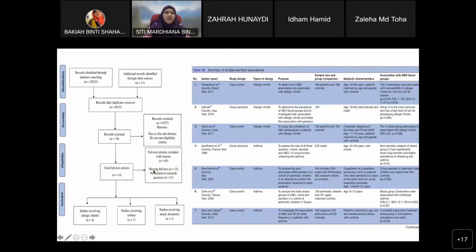And that is because of missing full text and papers not being related. Sometimes there are papers that look almost like what you are looking for, but when you read the paper thoroughly in detail, it doesn't answer your research questions. And finally, these are all the papers, which we divided according to the types of allergic diseases.